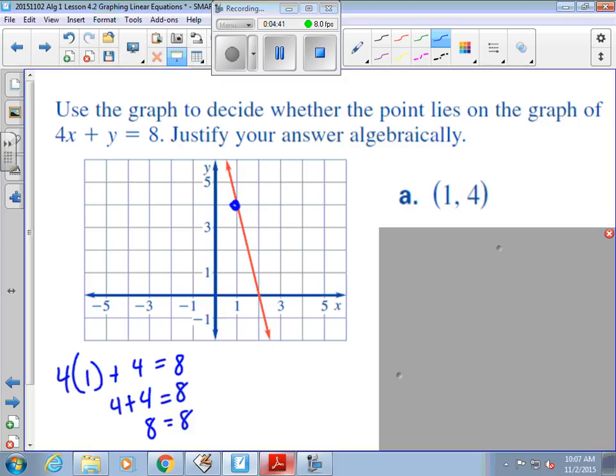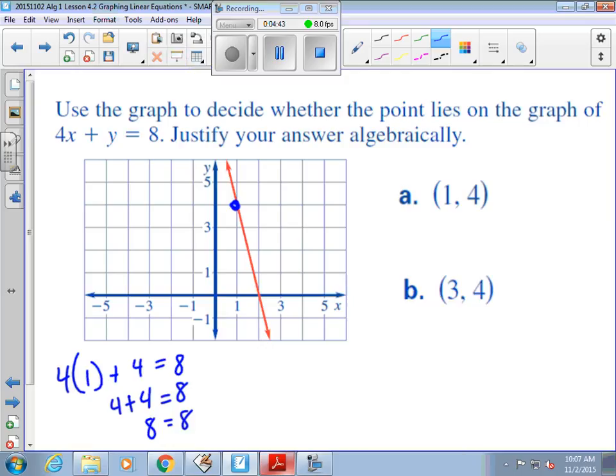Let's do the same thing. Graphically check (3, 4), and then algebraically justify it. Take about 25 seconds.